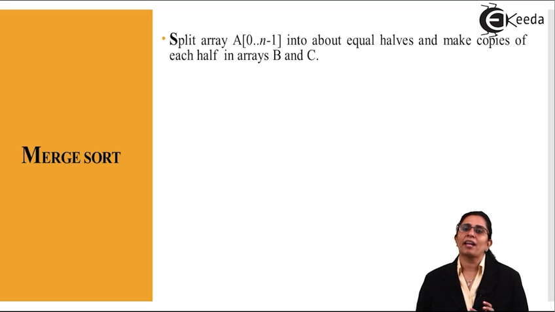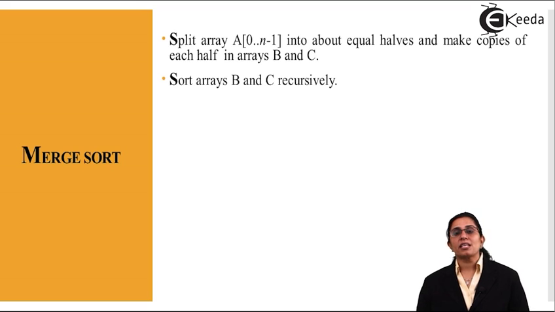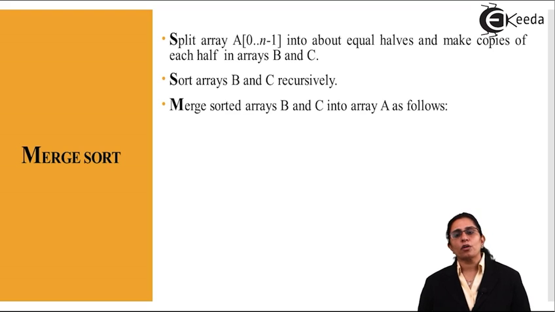Here we had split the array A, which was of the size 7, into two parts, that is 4 and 3. So the 4 part goes to the array B and 3 goes to the array C. Sort arrays B and C recursively, that is, we keep splitting the arrays B and C. Merge the sorted arrays B and C into the array A as following. These are the following steps that we need to follow when we have to merge the particular sorted list.